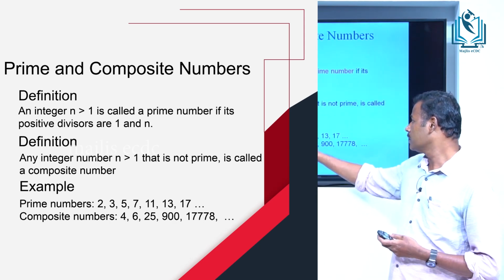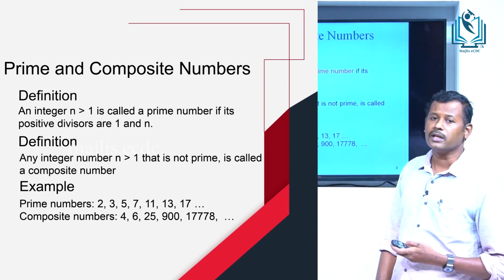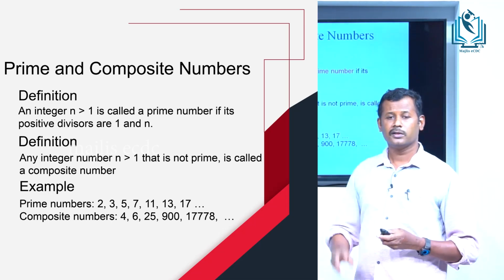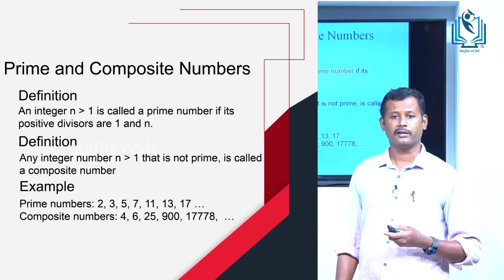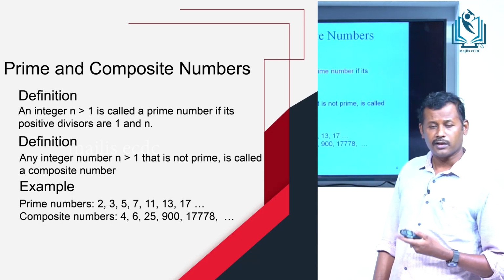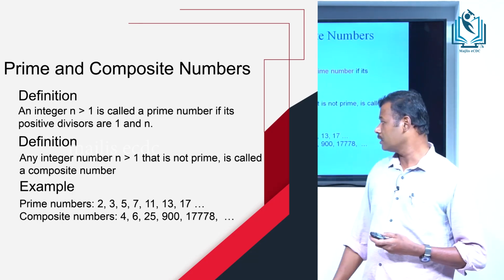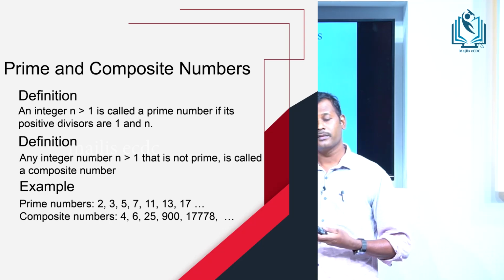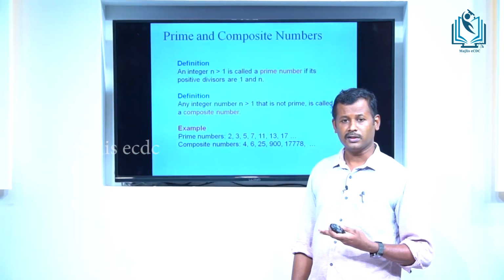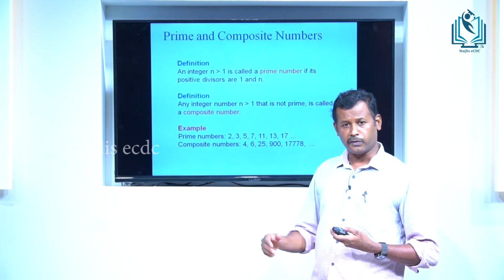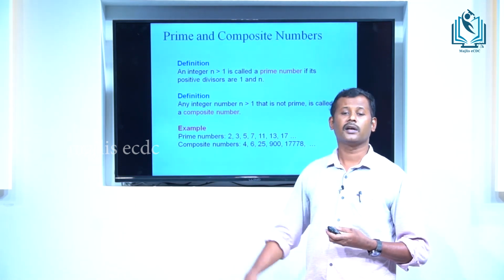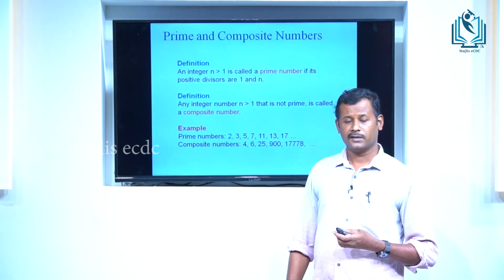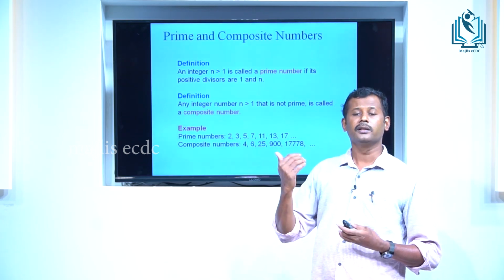Example: prime numbers 2, 3, 5, 7, 11, 13, 17, etc. all are prime numbers. We know that. Choose 11. 11 has two divisors, 1 and 11. And another number, 17. 17 has two divisors, 1 and 17. Composite numbers 4, 6, 25, etc. Here 25 has so many divisors. 1 is a divisor of 25, 5 is a divisor of 25, 25 is also a divisor of 25. Therefore 25 has more divisors other than 1 and 25.